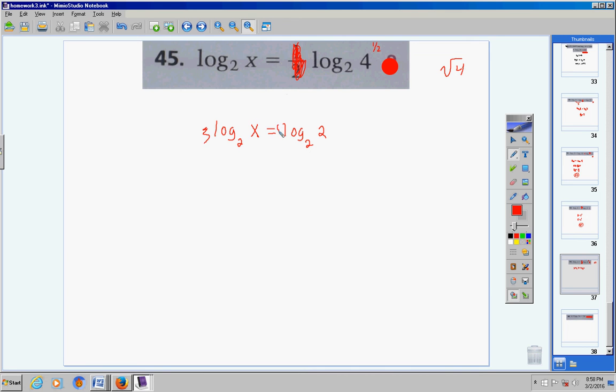So I have nothing to the left here and nothing to the left here. And now I can just cross my logarithms off. Log base 2, log base 2. And I'm left with x equals 2. And that is your answer. x equals 2. Put 2 right here for x. And your argument is still positive. You have a positive 2 here, so your argument's positive. You're totally good. Okay, guys? All right. One more problem.